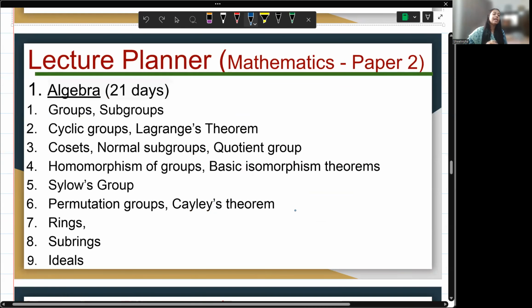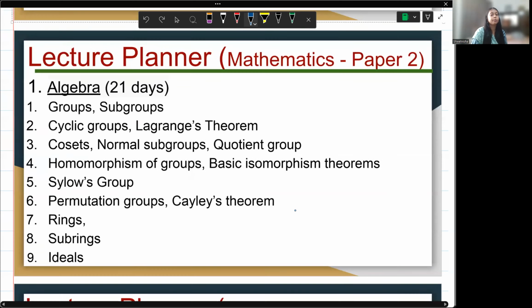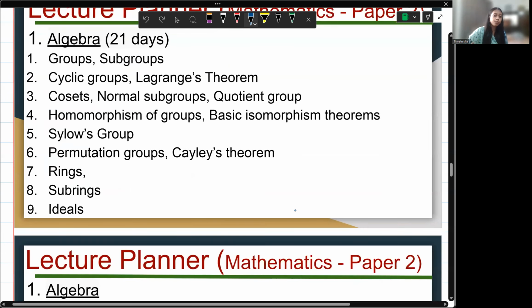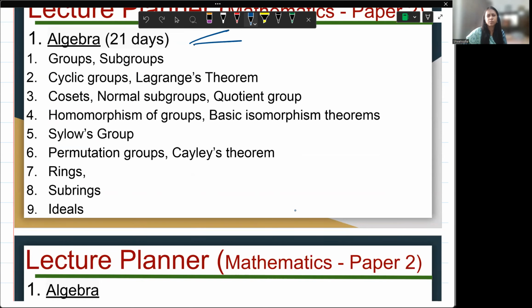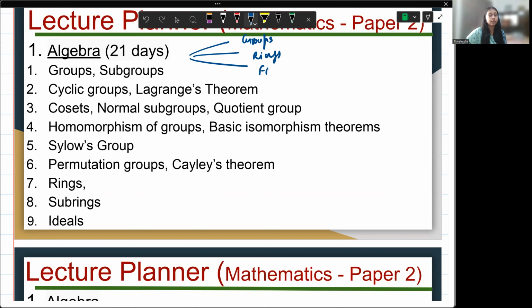Let's start with algebra. The algebra section is one of the lengthiest of all of them. As you can see, 21 days I have not taken in any of the other subjects. So 21 days in the first subject of paper 2, which is algebra, modern algebra, or we also say abstract algebra. Algebra is roughly divided into 3 sections. The syllabus is roughly divided into 3 sections: one is groups, rings, and fields. Okay, so as you can see, till here, 6.